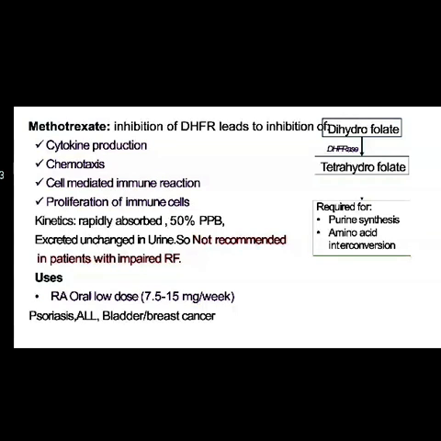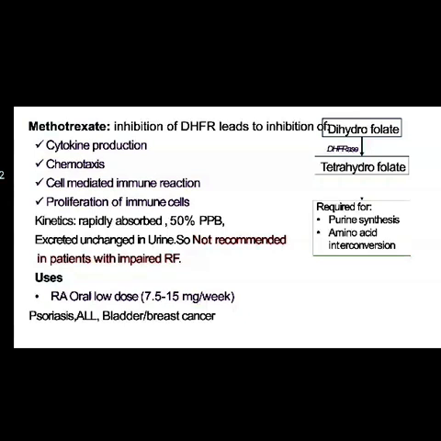Let us start with the synthetic disease-modifying anti-rheumatoid drugs, that is methotrexate. Regarding its mechanism, methotrexate inhibits dihydrofolate reductase. In the picture on the right side, it is shown that dihydrofolate is converted to tetrahydrofolate in the presence of the enzyme dihydrofolate reductase, and this tetrahydrofolate is required for the production of DNA and other related things like purine synthesis and amino acid synthesis.